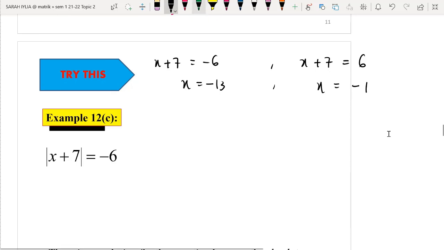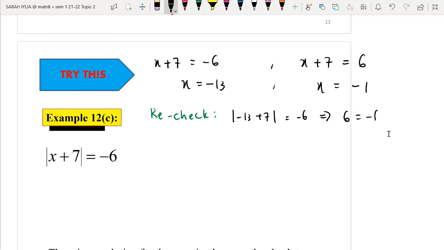Okay. And then, sama macam biasa, you have to recheck. Okay, kita check yang pertama, negative 13. So, negative 13 plus 7 equal to negative 6. So, kita akan dapat kat sini 6 equal to negative 6. So, we have to reject. And then, second case, negative 1 saya masukkan. Negative 1 plus 7 equal to negative 6. So, we will have 6 equal to negative 6 pun kita kena reject.